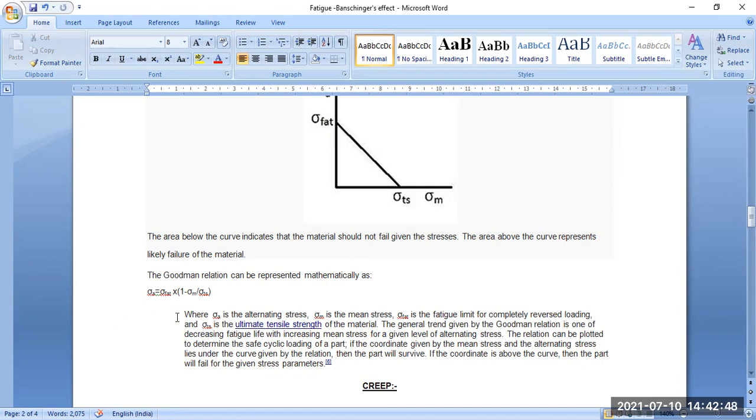Where sigma A is the alternating stress, sigma M is the mean stress, sigma E is the fatigue strength for completely reversed bending, and sigma U is the ultimate strength of the material.